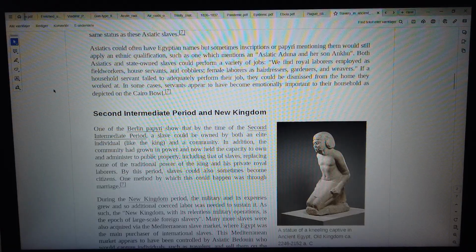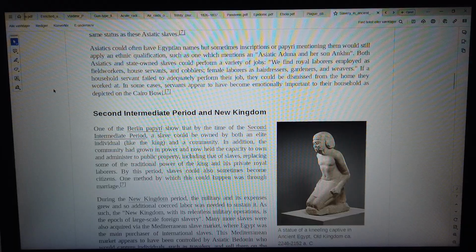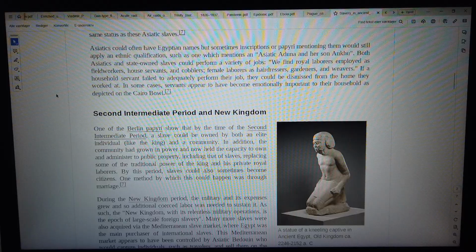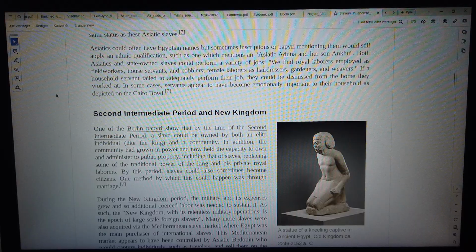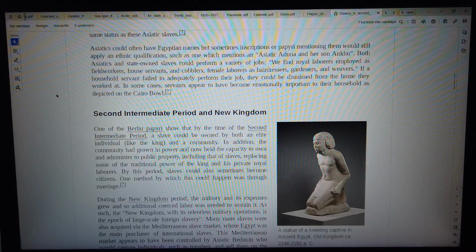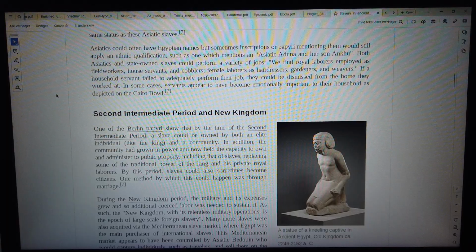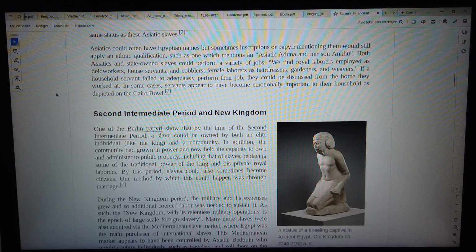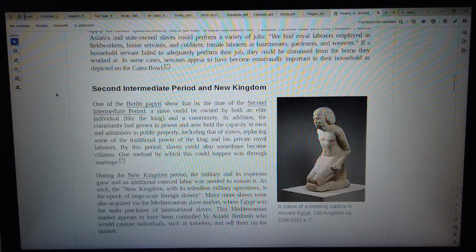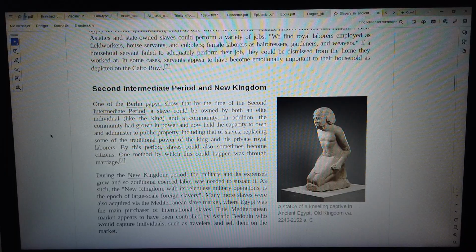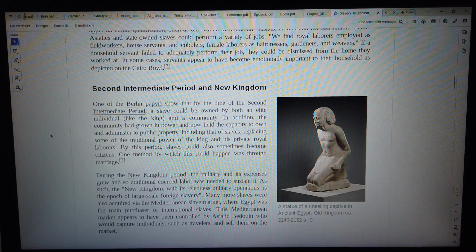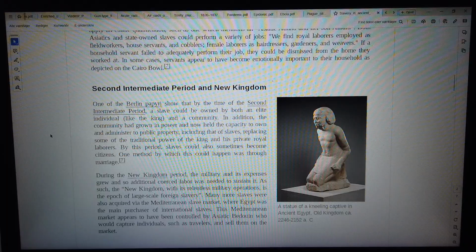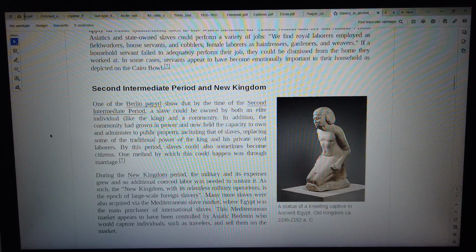Both Asiatics and state-owned slaves could perform a variety of jobs. We find royal laborers employed as field workers, house servants, and cobblers, female laborers as hairdressers, gardeners, and weavers. If a household servant failed to adequately perform their job, they could be dismissed from the home they worked at. In some cases, servants appear to have become emotionally important to their household, as depicted on the Cairo Bowl.